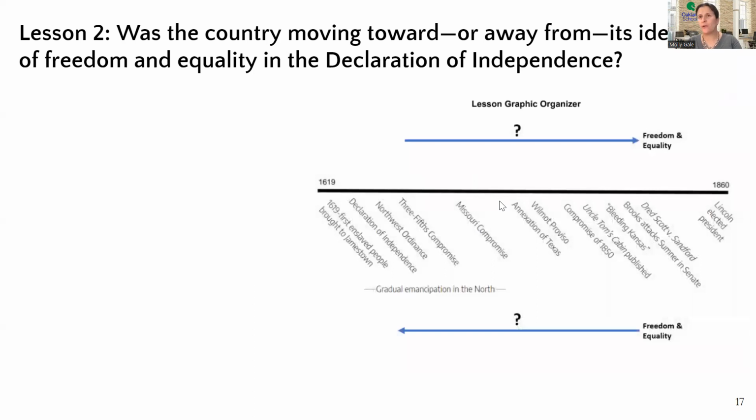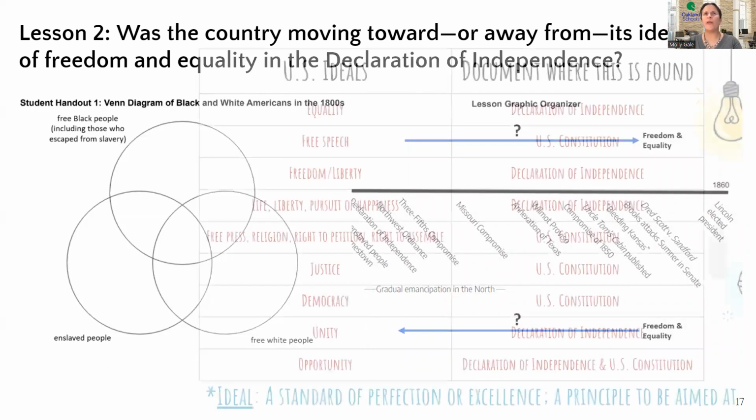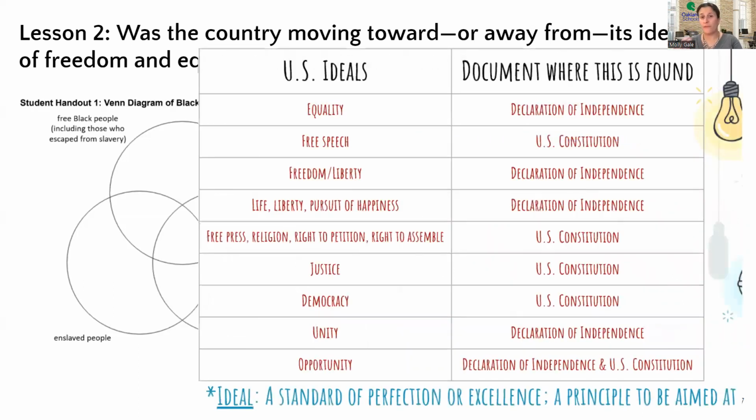This is the lesson graphic organizer, just to give you a feel for the setup of this. And the first thing we have students do is create a Venn diagram where they're just reviewing what they know from the course so far about free Black people, including those who escaped from slavery, enslaved people, and free white people. So we give them a chance to first do some recall. And then we bring them back to a review of the nation's ideals, and we have a chance to really chart them out.